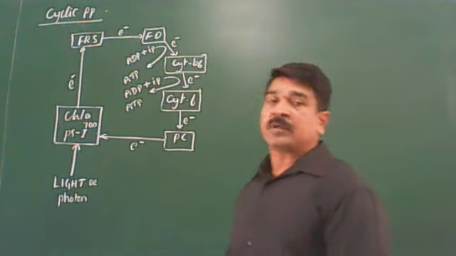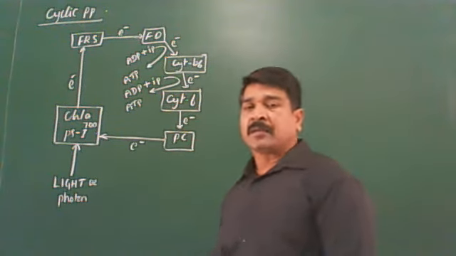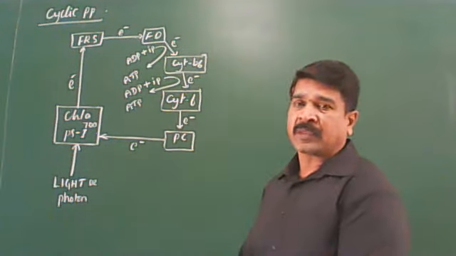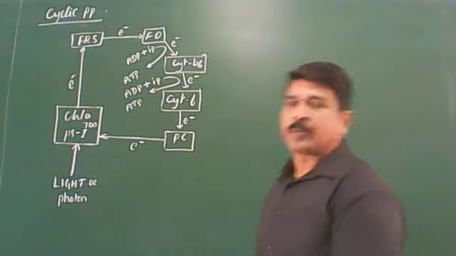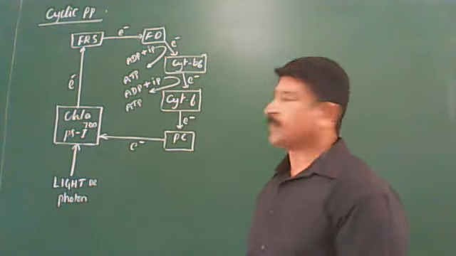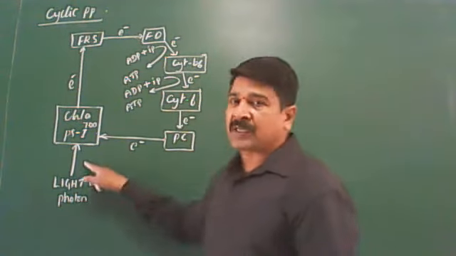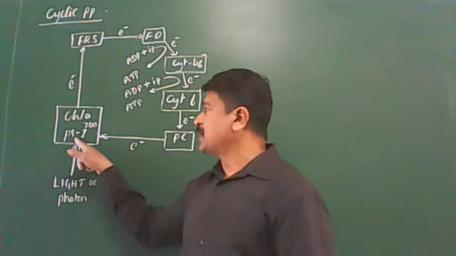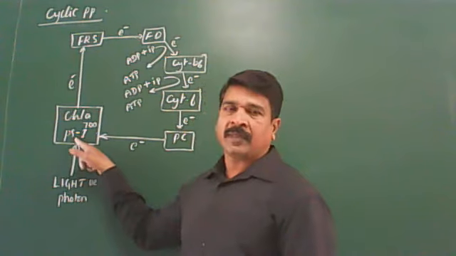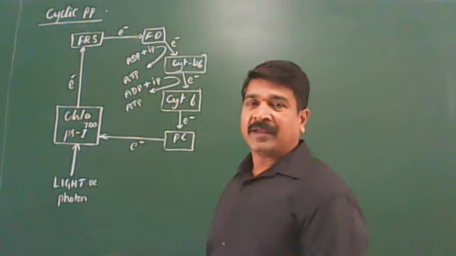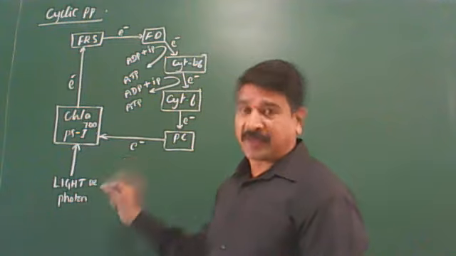In order to get the two molecules of ATP, the cyclic photophosphorylation takes place in the green plants. Clear? Okay. Now let us come to the explanation of the cyclic photophosphorylation. The accessory photosynthetic pigments of PS1. Already we have discussed in photoexcitation of chlorophyll. Same thing only, I am repeating here.